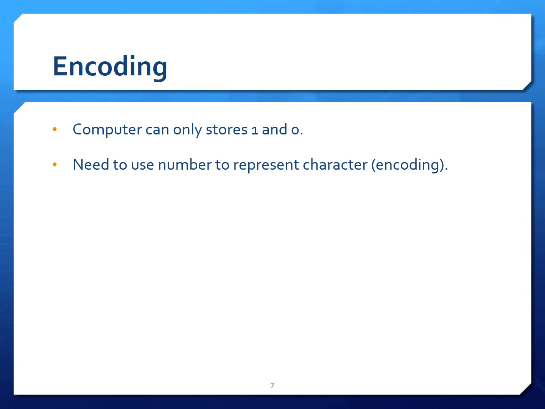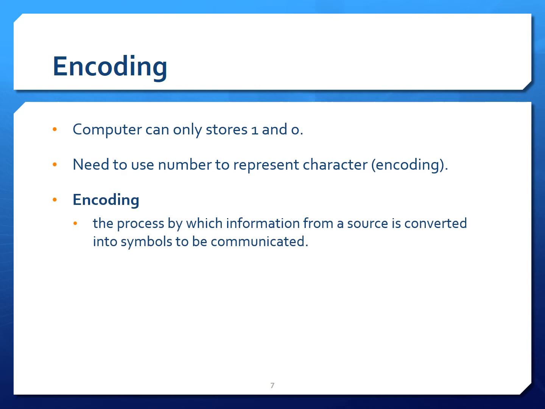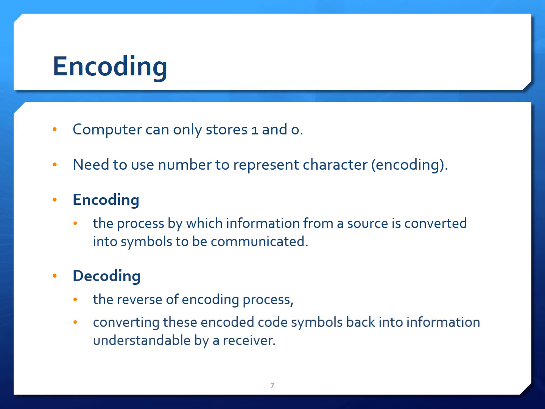Since a computer can only store 1 and 0, we need to use numbers to represent characters. In other words, encoding. Encoding is the process by which information from a source is converted into symbols to be communicated. Decoding is the reverse of the encoding process. It converts the encoded symbols back into information understandable by a receiver.